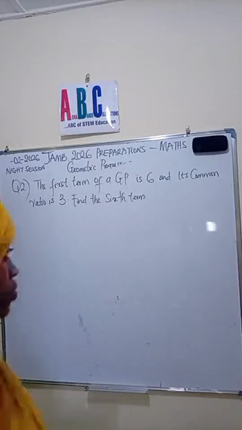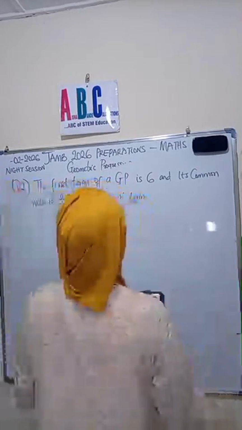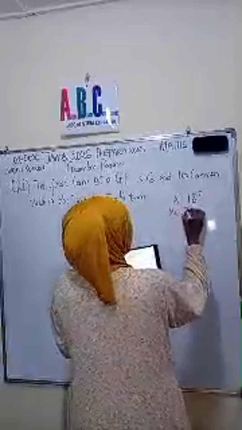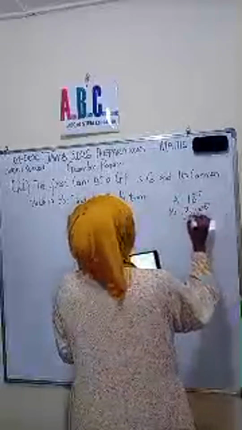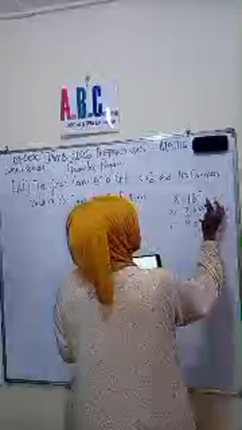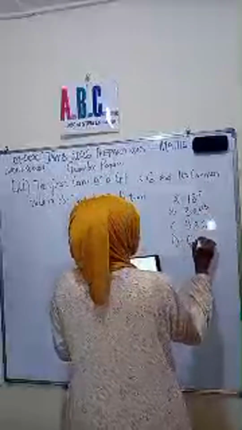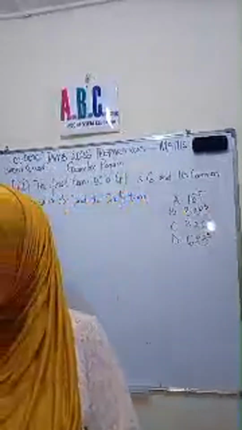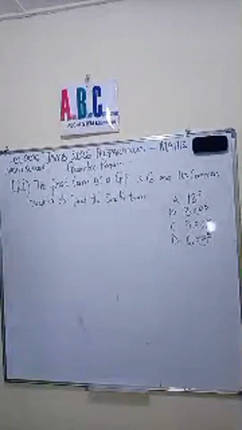So let me give options. Option A is 18 to the power of 5. Option B is 3 times 9 to the power of 5. Option C, 3 times 6 to the power of 5. Option D, 6 times 3 to the power of 5. So here are the 4 options. Emmy, please check the options and see which one is suitable for the final answer you have.